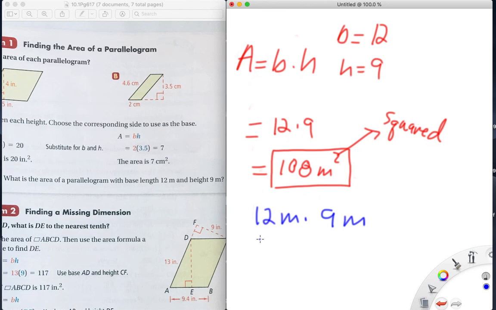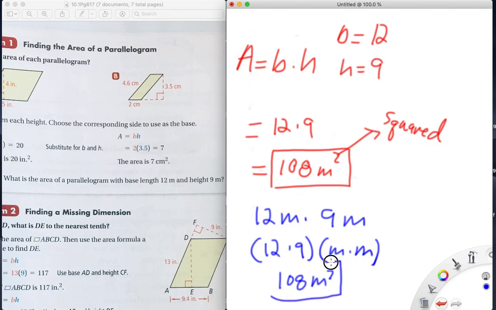So if we rename it, it's going to be 12 times 9 times meter times meter. Well, we already know that 12 times 9 is 108, and we know that meter times meter is meter squared. And that's where the square comes from, just in case you were wondering.